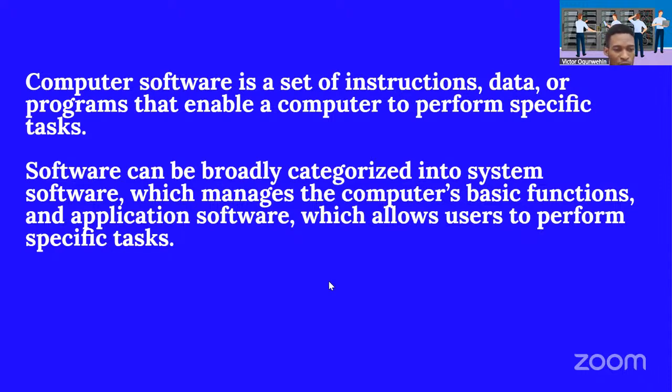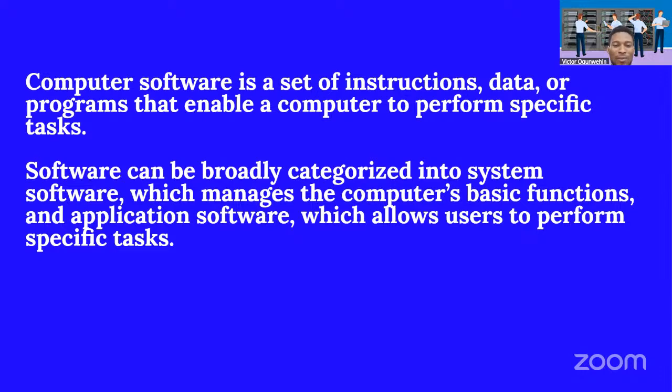Now, software can be broadly categorized into system software, which manages the computer's basic functions, and application software, which allows users to perform specific tasks. What does this mean? System software manages the computer's basic functions, like booting. When you have the computer, the first thing you do is switch it on. At the point of switching it on, system software is already working. I'm still coming back to that.